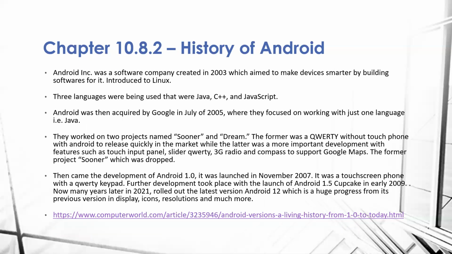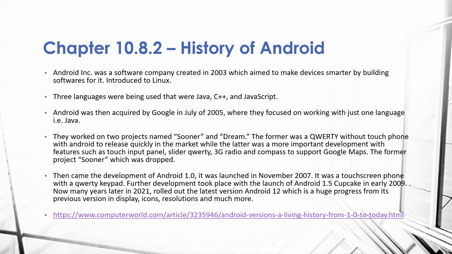Next, we will talk about the history of Android. Android was a software company created in 2003, which aimed to make devices smarter by building software for them. Devices were introduced to Linux and then built upon for wider use in the beginning. There were three languages used: Java, C++, and JavaScript. Then Java was acquired by Google in July 2005, and they focused on one language because they said quality is much greater than quantity. Also, they were lagging behind the project deadline, so they wanted to focus on just one language.